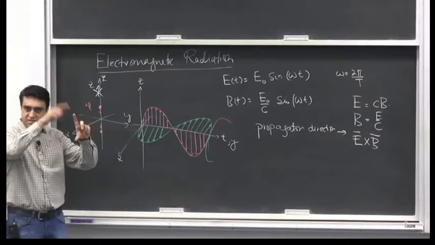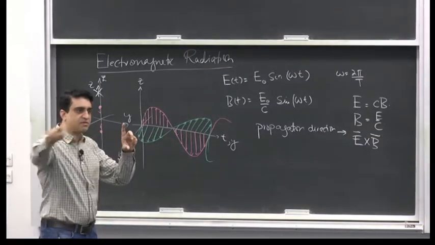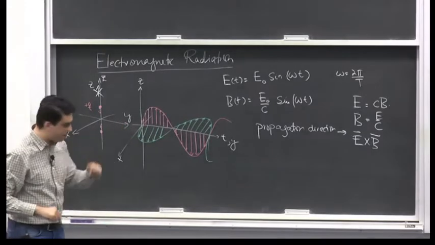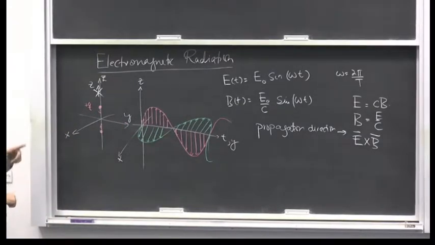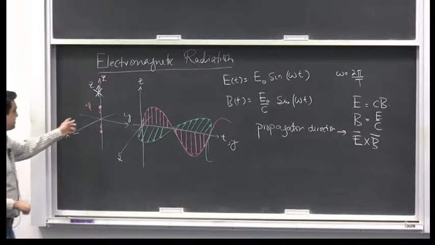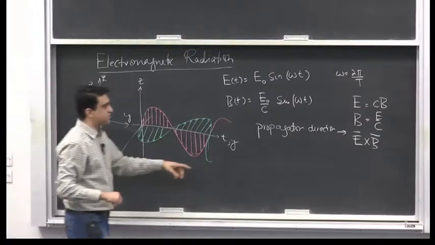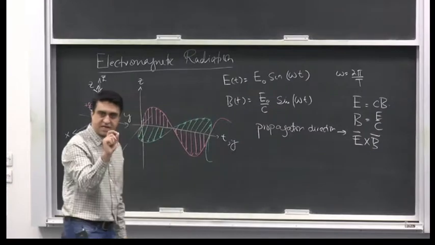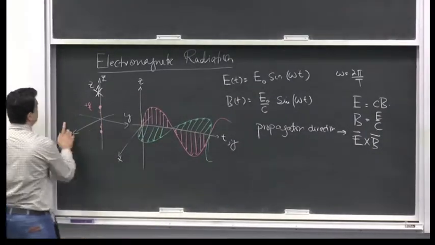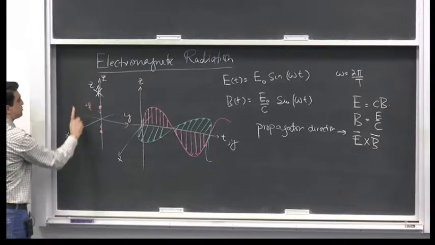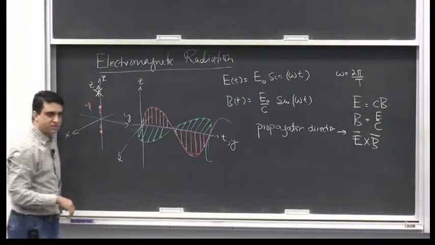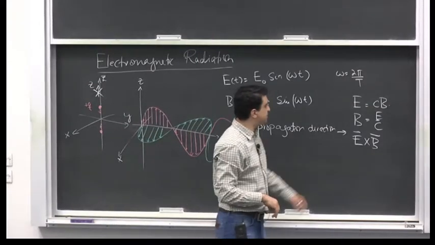Okay? If you have an oscillation in this axis, then the wave is emitted either in that direction or in this direction, perpendicular to the oscillation. So the propagation direction, in any case, is given by E cross B. So E cross B would give you the direction of propagation at any location. If you are at this location, then E should be in that direction and B should be in the y direction, so that the propagation direction is satisfied by E cross B.